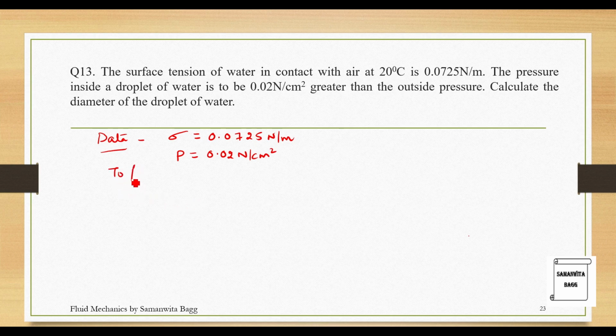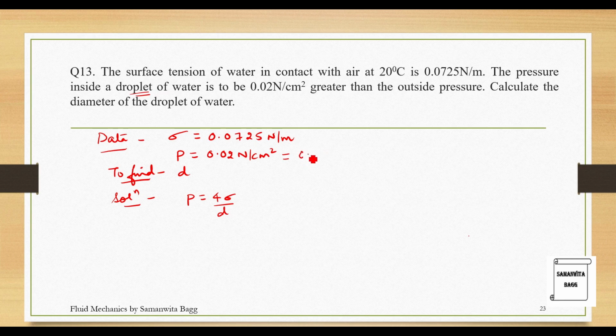So we need to find the value of D, that is the diameter. Now we have already seen the derivation for droplet. We have also seen for bubbles, so please don't get confused. When I talk about droplet, the formula is P is equal to 4 sigma by D. We have to calculate the value of diameter, I know the value of pressure and sigma. The only thing which we need to convert here is the value of this pressure because it is a Newton per centimeter square and sigma is a Newton per meter. So I need to get them to one single unit system. So I'll get them to the SI system.